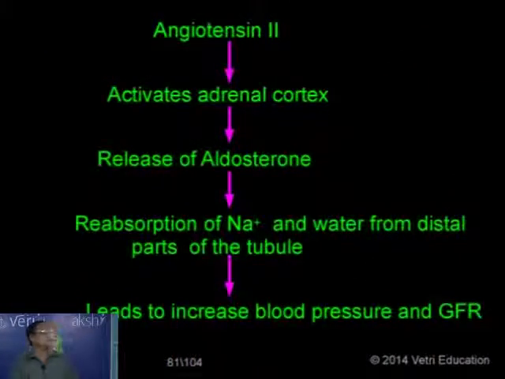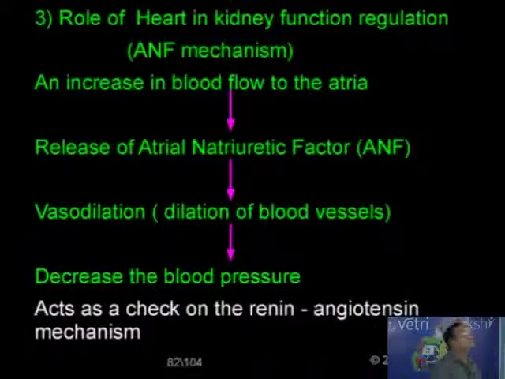Now the same one. So angiotensin 2, I have given the same illustration. What do we see? It activates the adrenal cortex, release of aldosterone, reabsorption of sodium and water from the distal parts of the tubule, particularly leading to an increase in blood pressure, and ultimately we have increased glomerular filtration rate. Now the last one, I conclude with this, the role of the heart in kidney function. Now this mechanism is working again on the renin-angiotensin mechanism.